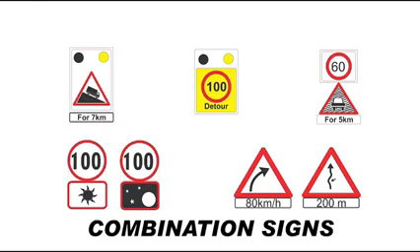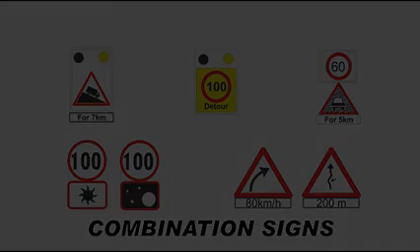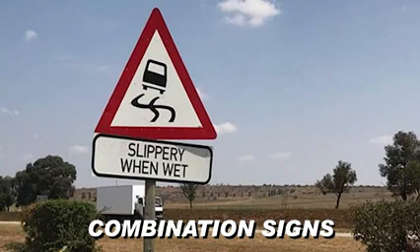Combination signs. Combination signs combine different messages and symbols. These combined signs help people to be aware of more than one danger, hazard or instruction. Having two or more messages on one sign emphasizes the importance of following specific procedures.